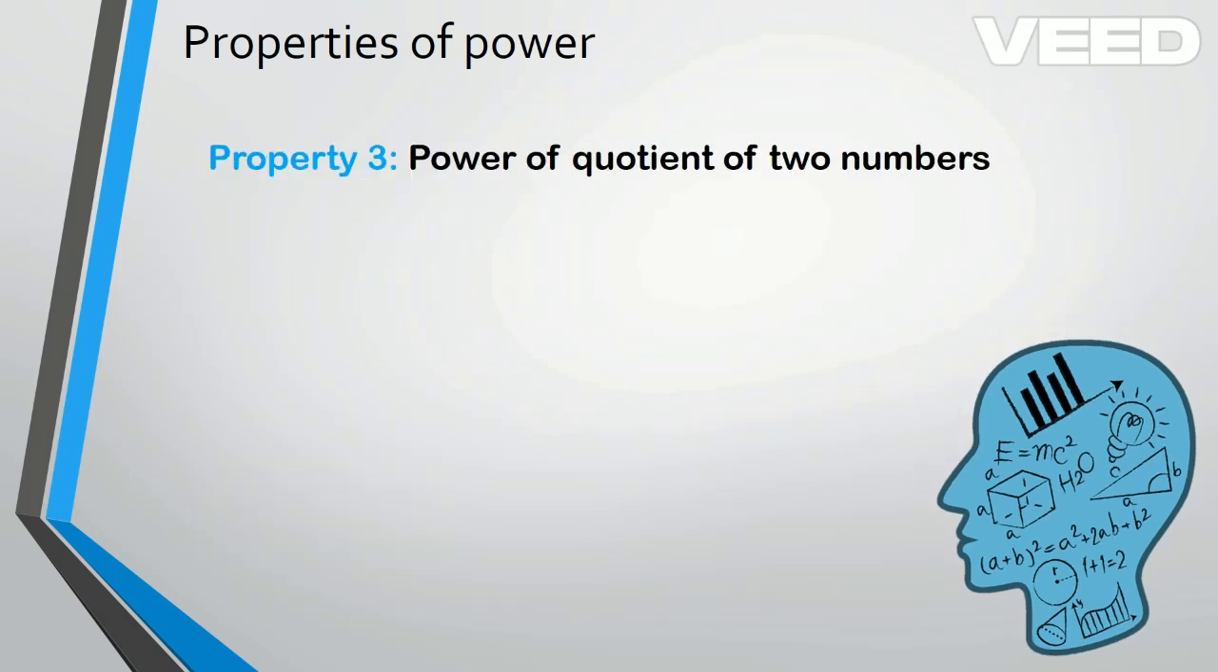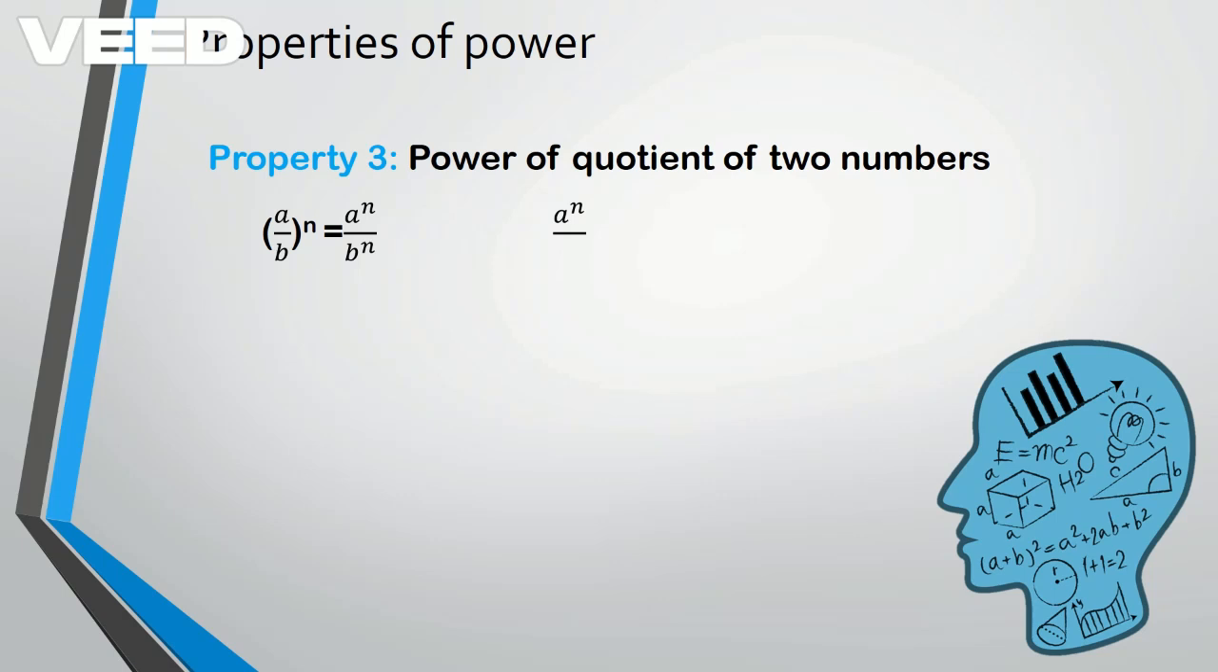Properties of power. Property 3. Power of quotient of two numbers. If we have a over b and the whole fraction is to the power of n, that's the same thing as putting the numerator to the power of n and the denominator to the power of n. And we can apply this rule inverse. A to the power of n over b to the power of n equal a over b, the whole fraction, to the power of n.